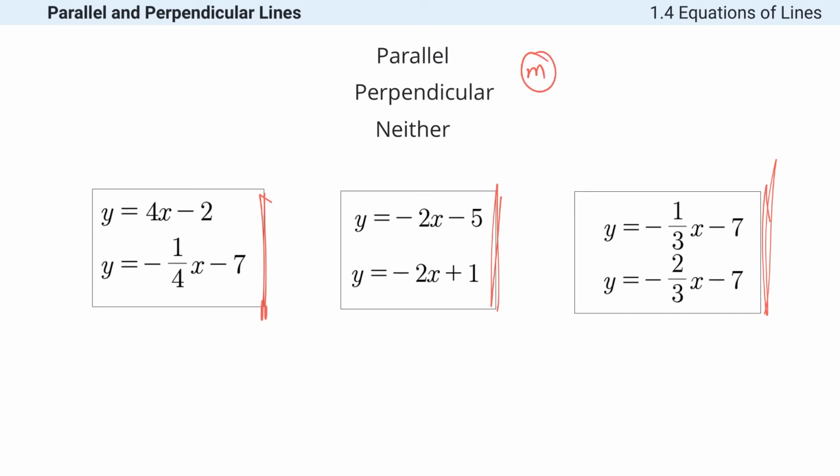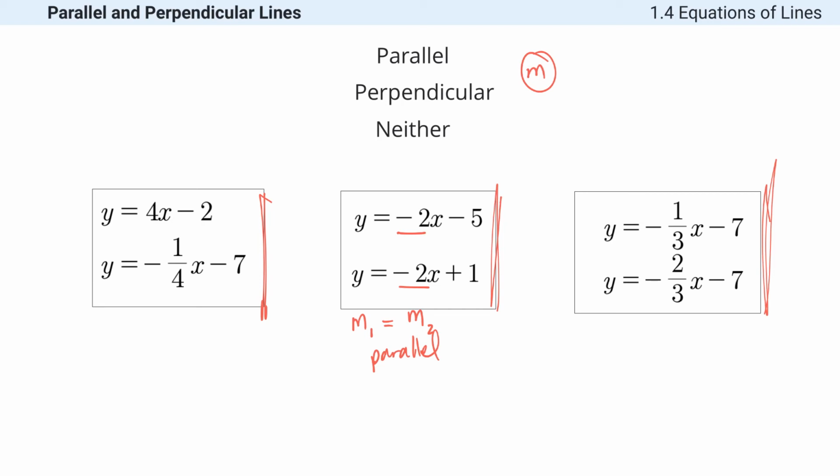So in this first one, or let's do the middle one. I notice that the slope of these ones are both the same. If the slopes are both the same, so the slope of the first line is equal to the slope of the second line, then those lines are known as parallel lines. They'll never cross. They'll always stay the same distance away from each other.